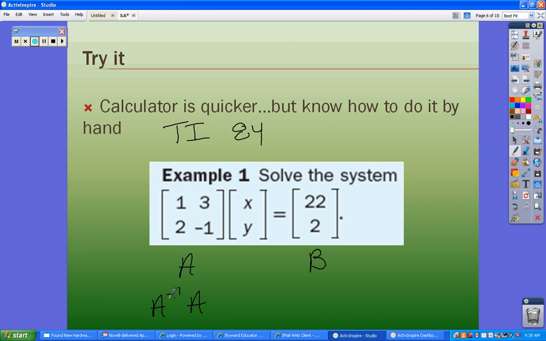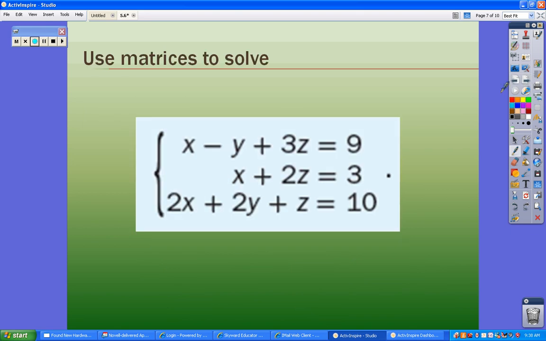A inverse times A, which you won't need to do because we know what this is going to equal. That's going to be 1, 0, 0, 1. But what you do to the left side, you have to do to the right. So if I took this side by A inverse, I need to take A inverse times this side. So what you're going to type into your calculator is A inverse B, and that will tell you what x and y are going to equal. X will be on the top, y will be on the bottom. Make sure you write it as an ordered pair so that we know that you're actually solving that system for where they cross. Okay, so we're going to use matrices to solve this.